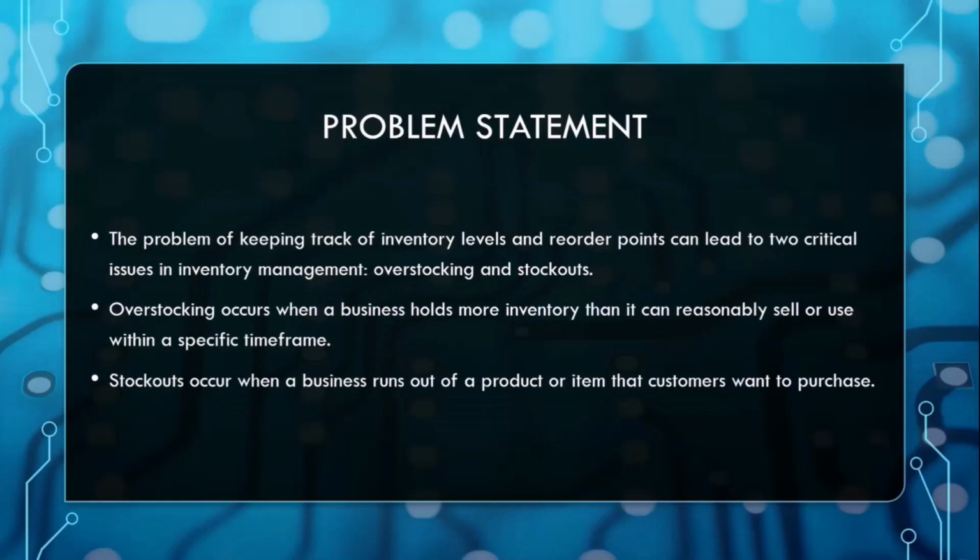Now, let's address the problem of inventory management, that is, struggling to keep track of inventory levels and reorder points. This can lead to two critical issues. Overstocking, which happens when a business holds more inventory than it can reasonably sell or use within a specific time frame. This ties up capital and storage space. And stockouts, which is when a business runs out of a product or item that customers want to purchase. In this way, you can lose sales and potential customers.